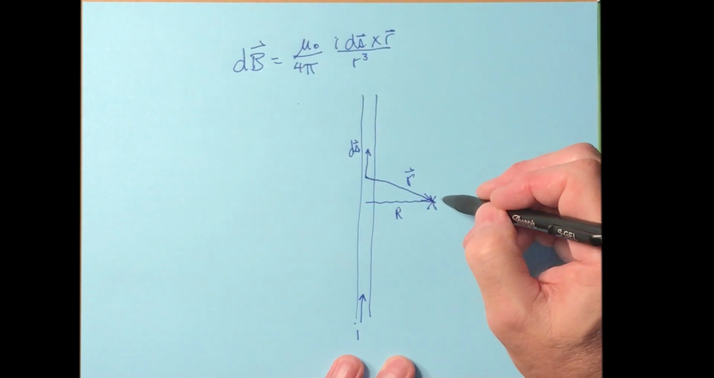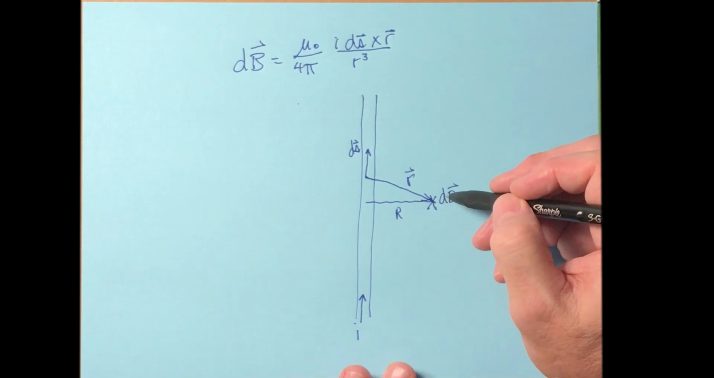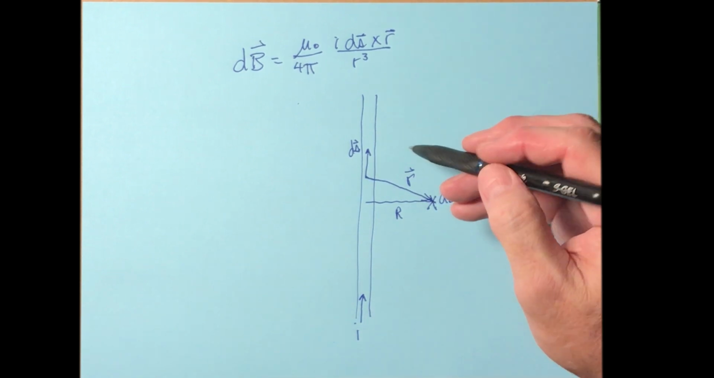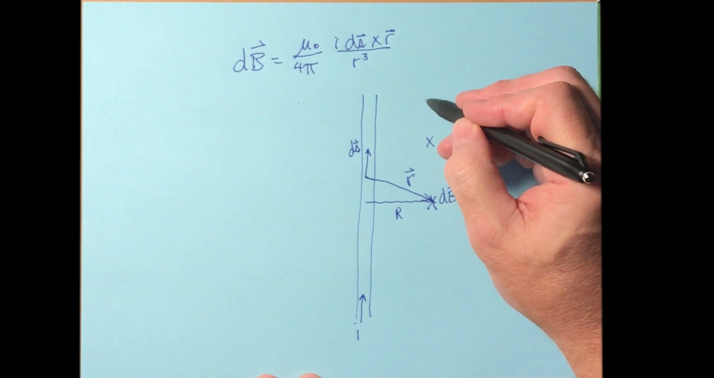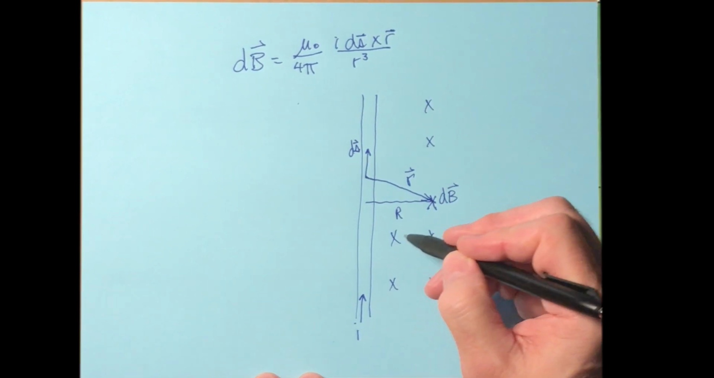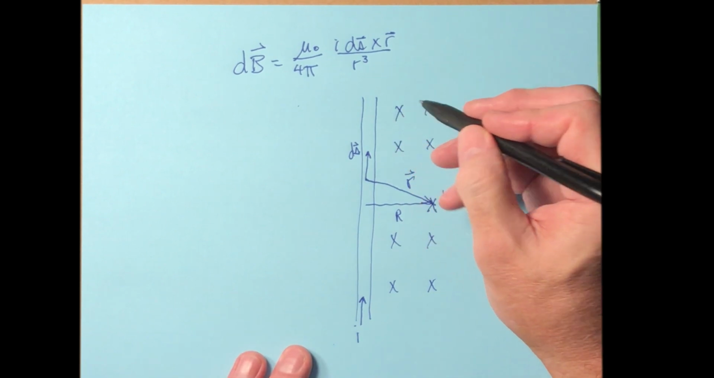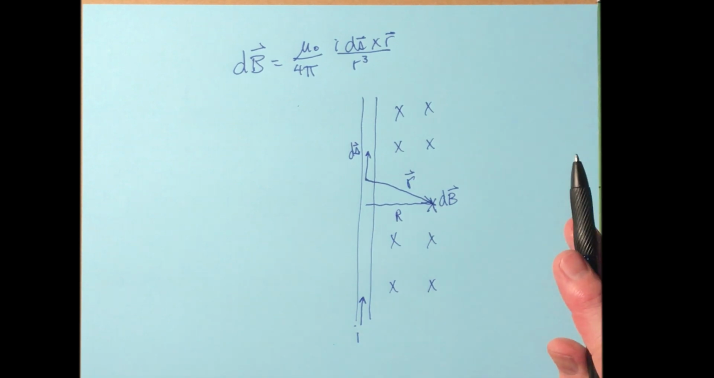So dB is down into the paper. And now if you do that same sort of thing over here on the right hand side of the wire, you end up with the same answer. Go ahead, see if you can do that, but you should come up with into the paper for every point over here on the right hand side.